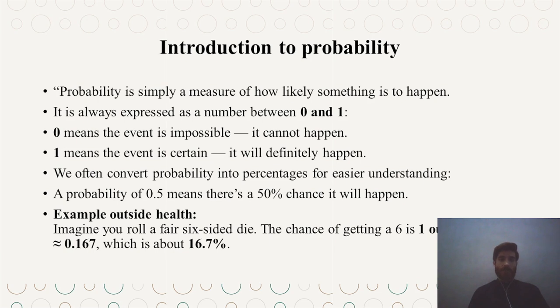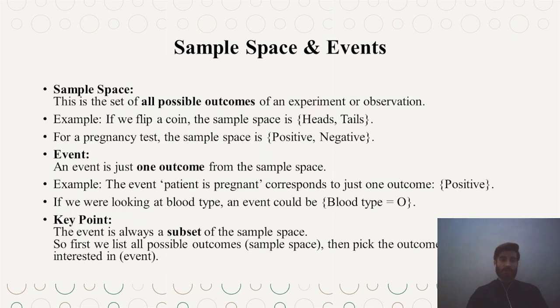So we often convert probability into percentages for easier understanding. A probability of 0.5 means there is a 50% chance that it will happen. So for example, imagine we roll a dice which has 6 sides. What is the chance of one side to occur? The chance of getting a 6 is 1 out of 6, or 1 by 6. So the probability will be 0.167, which is about 16.7%.